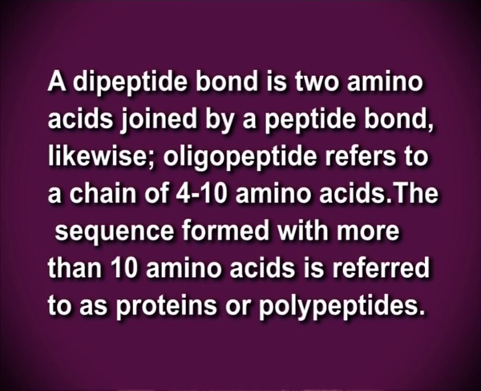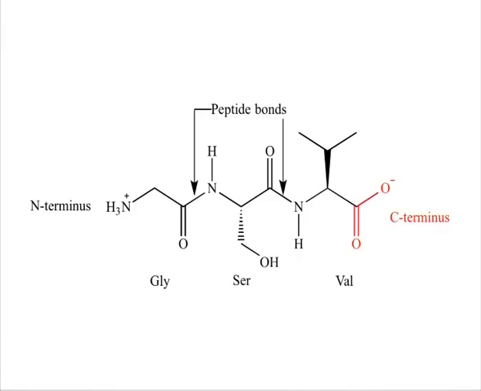A dipeptide is two amino acids joined by a peptide bond. Likewise, oligopeptide refers to a chain of 4 to 10 amino acids. The sequence formed with more than 10 amino acids is referred to as proteins or polypeptides. The end of the peptide or protein sequence with a free carboxylic group is called the carboxy terminus or C terminus, and the end with a free amino group is called amino terminus or N terminus.